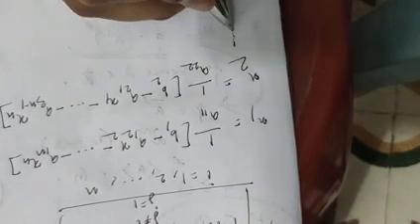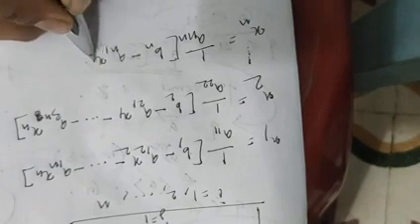Then up to the nth equation. From the nth equation, if we want xn, it will be 1/ann (bn - an1x1 - ... - an,n-1 xn-1). So this is for the first step of our iterative method.